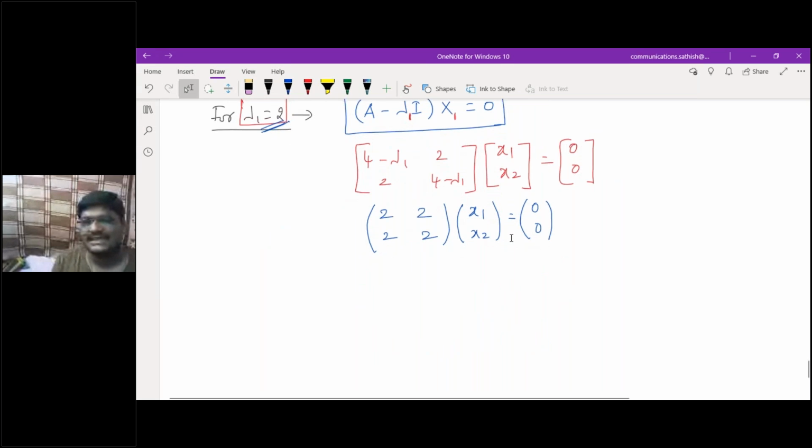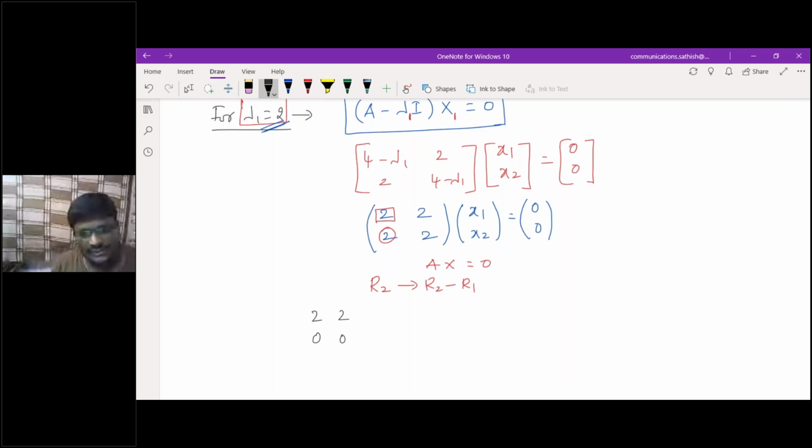Now Ax is equal to 0, a homogeneous system of linear equations. Directly, I want to find the rank of this given matrix. Using this element, I need to make this 0. Hence I take R2 as R2 minus R1. If I perform that, I get 2, 2, then 2 minus 2 is 0, 2 minus 2 is 0, and x1, x2 equals 0, 0.